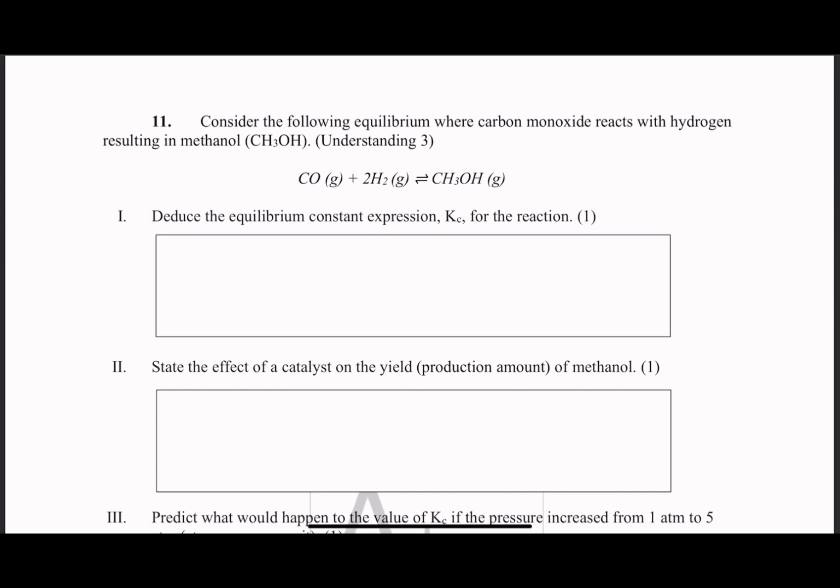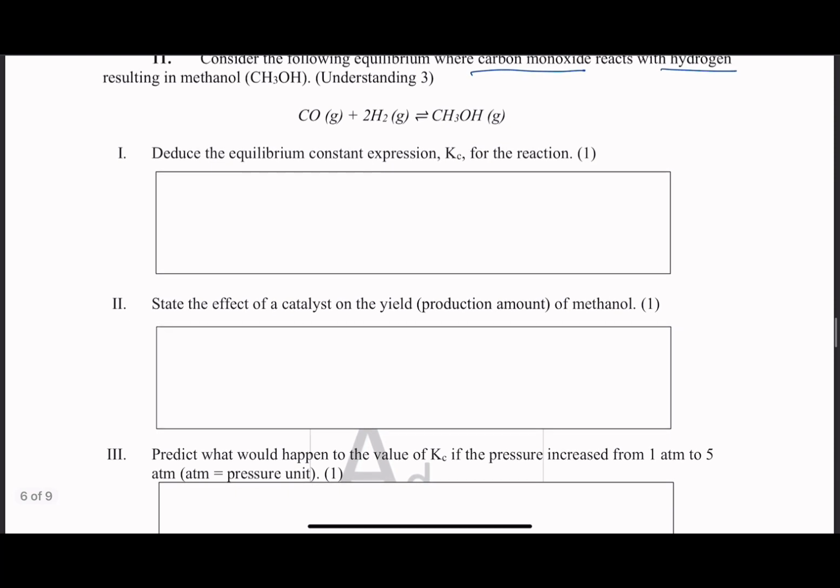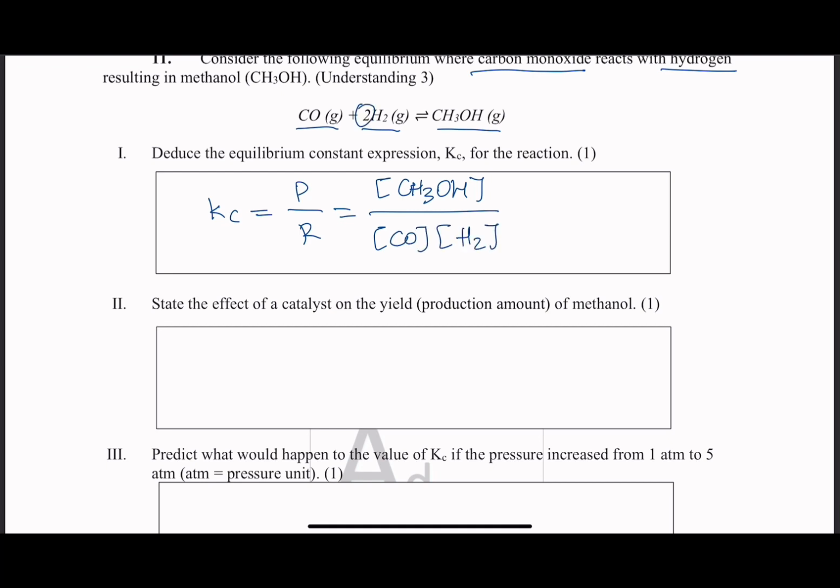We're talking about making methanol from carbon monoxide and hydrogen. It is asking us to deduce the equilibrium constant expression. Deduce means just write the equilibrium constant expression. So Kc is products over reactants. What do I have as a product? We only consider gas states. So we have methanol in brackets, and then CO and hydrogen, and the coefficient 2 will go as an exponent. This is our Kc expression.